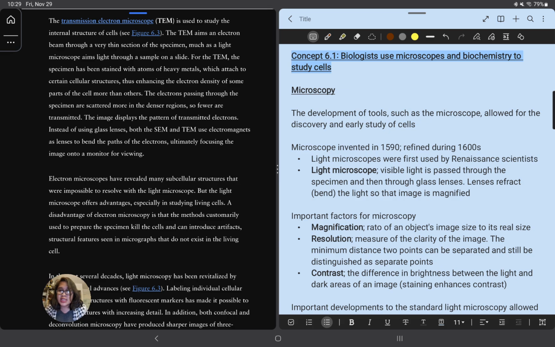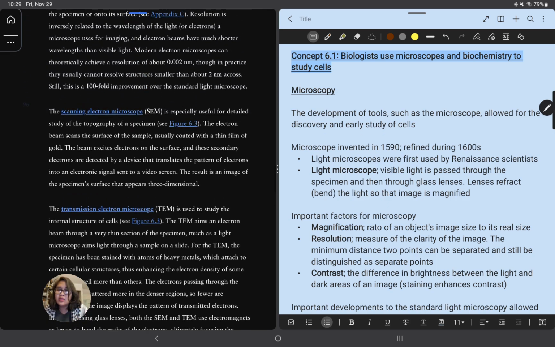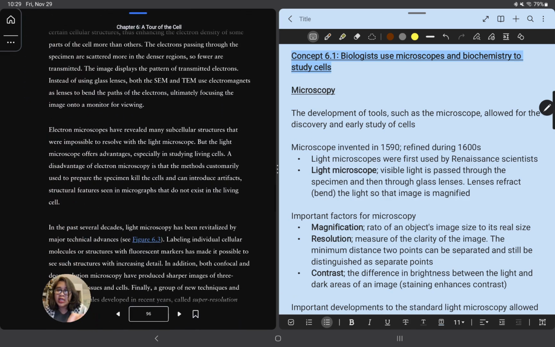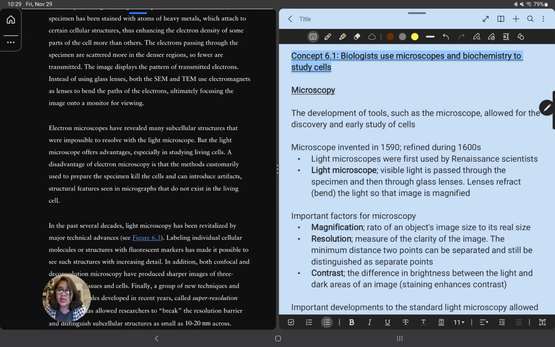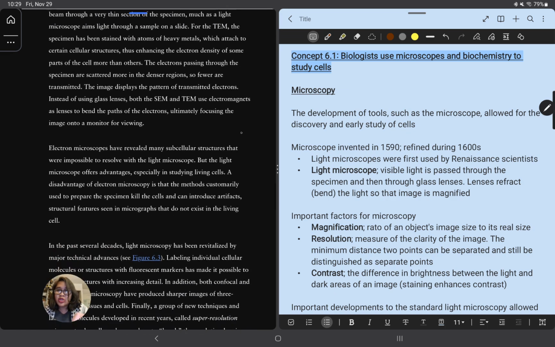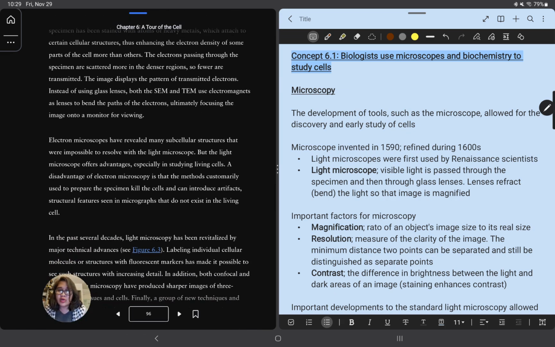Instead of using glass lenses, both scanning electron microscopes and transmission electron microscopes use electromagnets as lenses to bend the paths of the electrons, ultimately focusing the image onto a monitor for viewing.